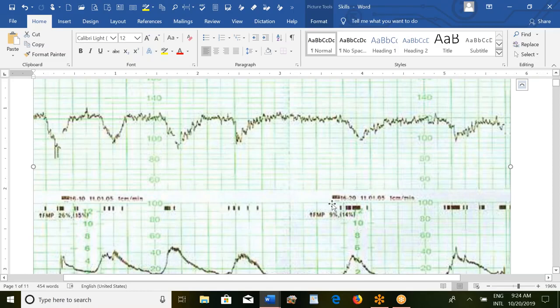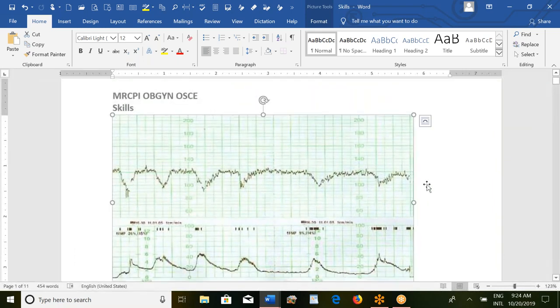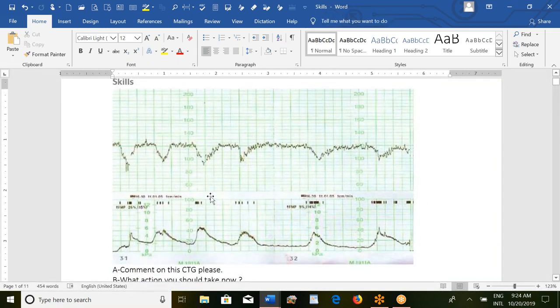Then you should see what is the duration of this recording. It has continued for about 15 minutes, right? So you should say that this is a trace of the fetal heart for 20 minutes, 30 minutes, or whatever the time duration. And these are the findings: there are variable decelerations, and I can see that there are mild contractions, and she's contracting at a rate of 3 in 10 minutes.